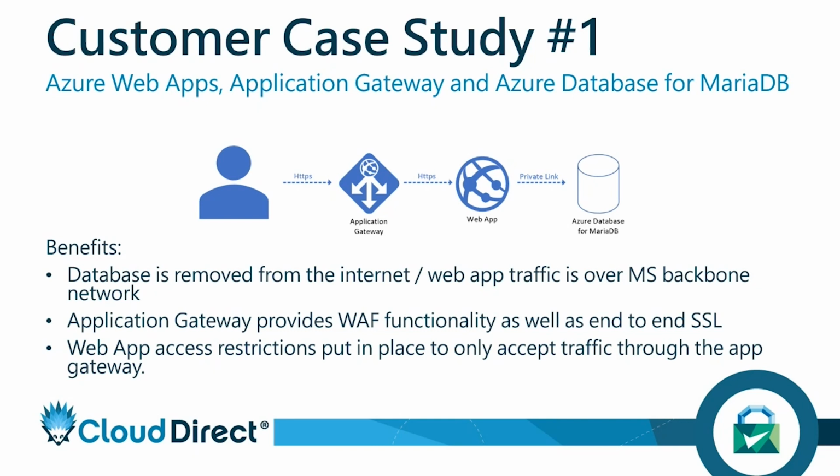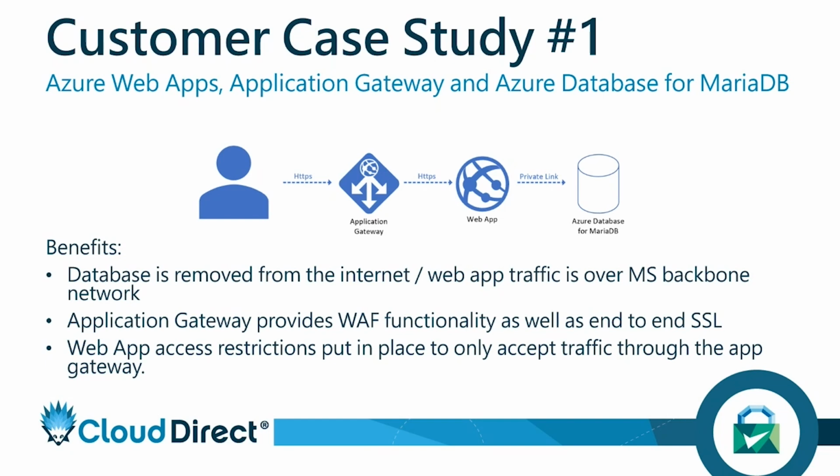And then we've got the Azure Database for MariaDB on a private link connection. So again, that traffic going from the web app to the Azure database is all on the internal network as well. So that's taking public services such as web apps and databases and putting them on the internal network for the database anyway, but the traffic for the web app over the internal network as well.